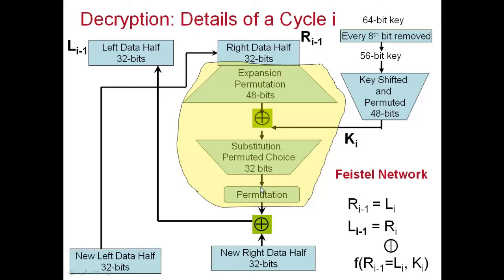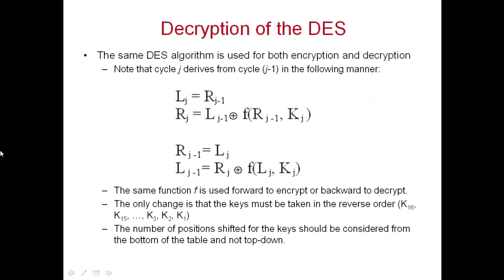In decryption it is the opposite. For a cycle, I am going to pass Lj and Rj as input, and what I want to get out is Lj minus 1 and Rj minus 1. So how do we do that? Essentially, you can see Lj is the same as Rj minus 1. So you just switch them, which makes Rj minus 1 the same as Lj.